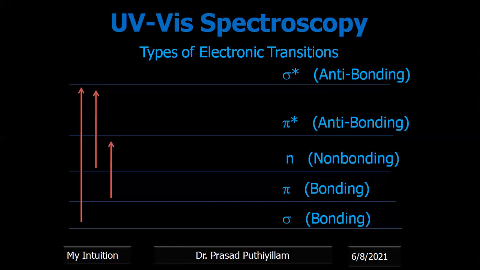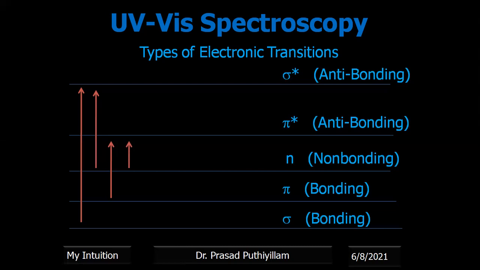The third possibility is from pi to pi star. The pi bonding shape you have seen, and the pi star shape you have also seen. Therefore, that is the change that happens. The electrons will absorb the energy and it becomes a pi star type molecule. Then it becomes pi to pi star.